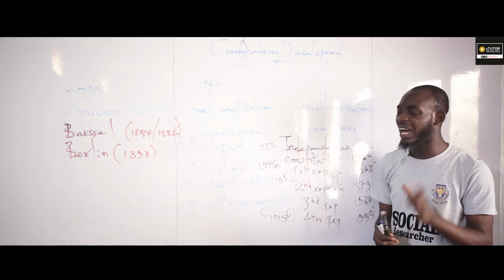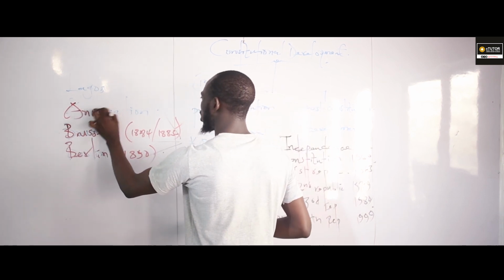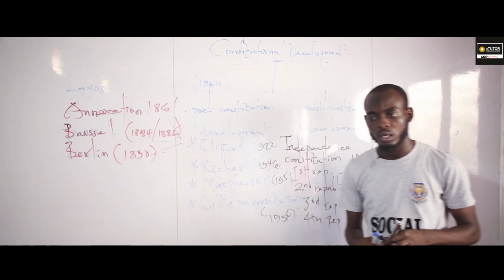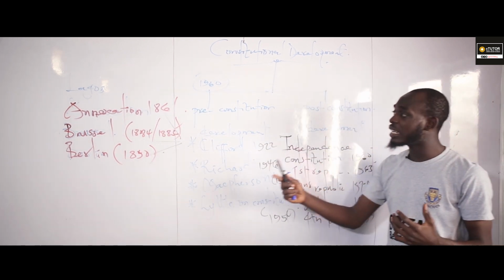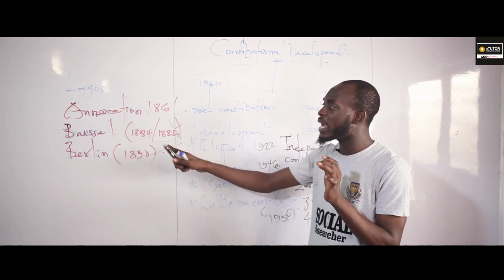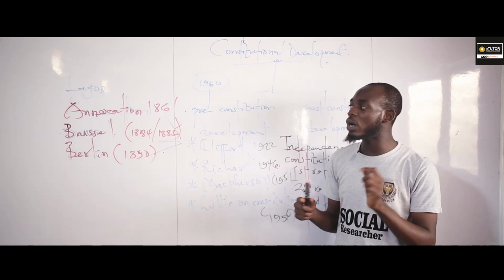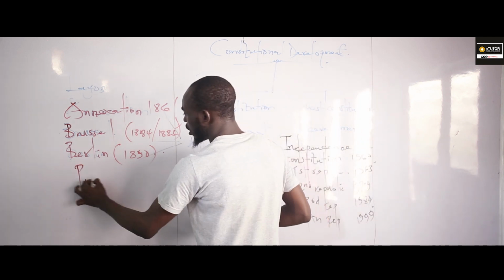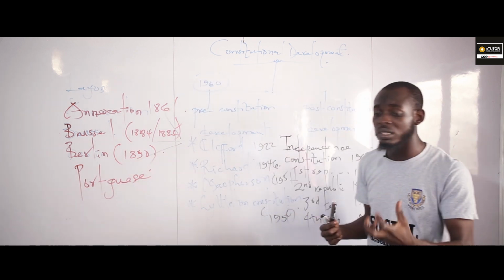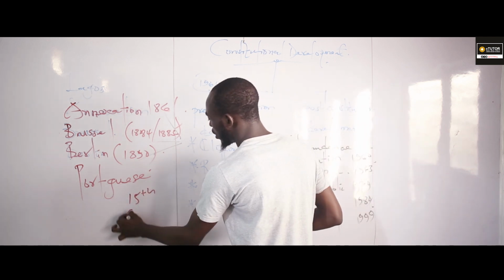Am I communicating? And don't forget the Lagos annexation. The Lagos annexation started in 1861. Before Britain colonized Nigeria, we also had the Portuguese. The Portuguese were the first people to make the earliest contact with Nigerians, in the 15th century.